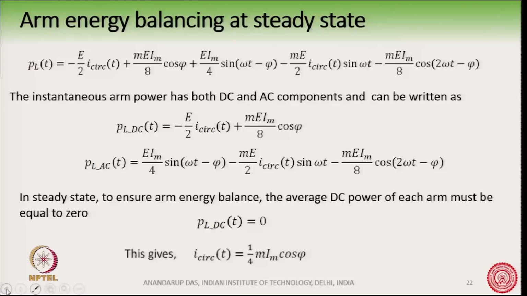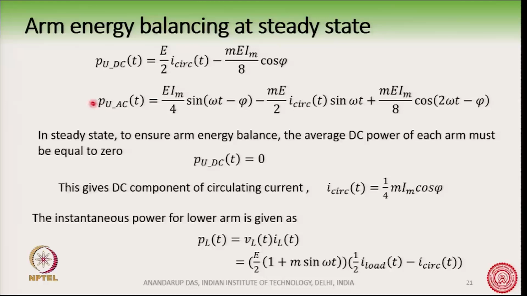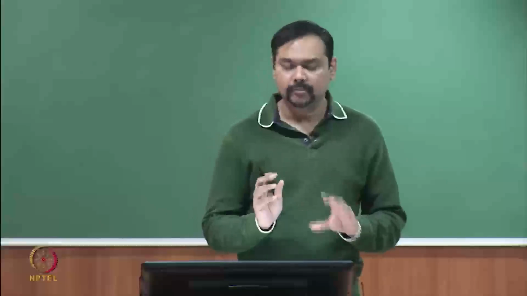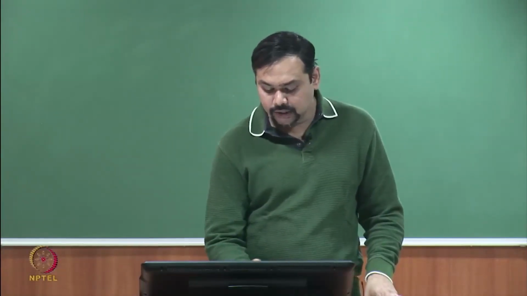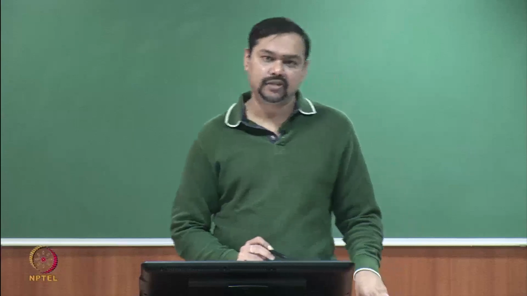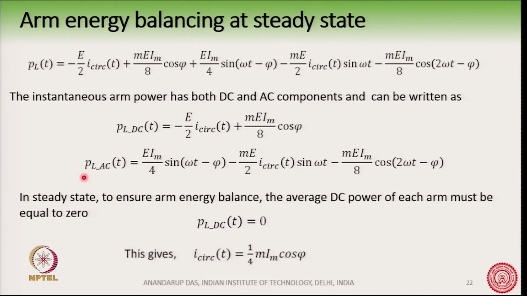Now, this AC component of the upper arm and lower arm power will lead us to the second harmonic voltage ripple on the capacitor, the energy fluctuation. We will talk about this second harmonic sometime later, but remember that out of this P_U and P_L, we have only taken the DC component and made it 0. We have not analyzed the AC component of the power fully; we will analyze it sometime later.